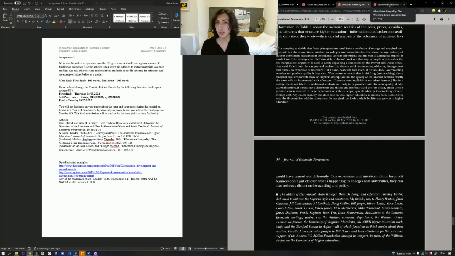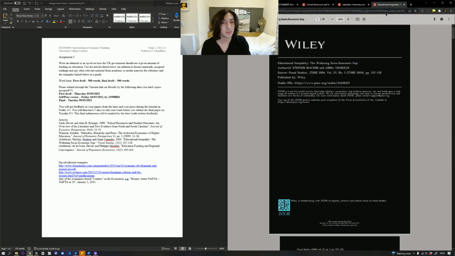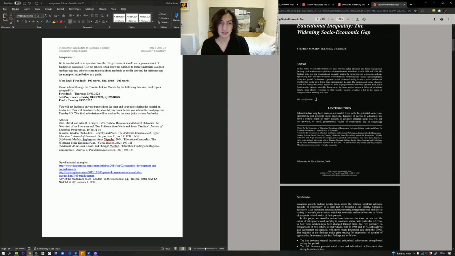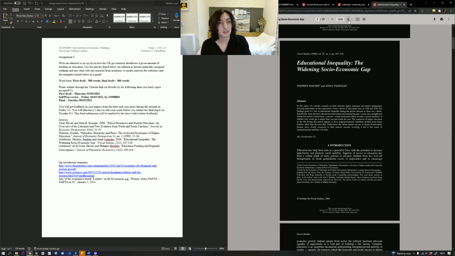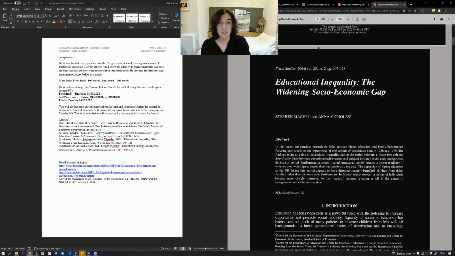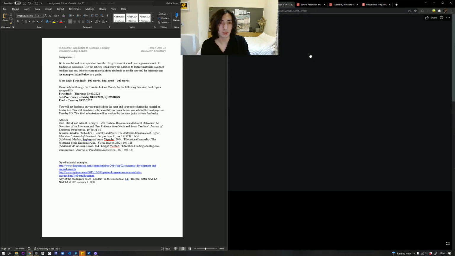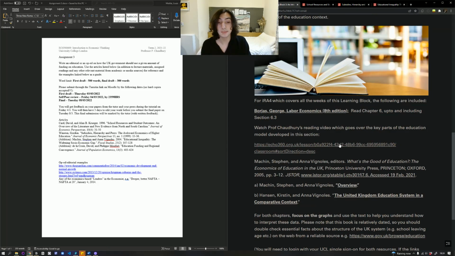Okay, I'm going to show you guys one of the ones I picked. This one is Educational Inequality, the Widening Socioeconomic Gap, published by Mansion Vignoles, which I think we may have done, but I think this is a different paper of theirs. You can also, on that topic, let's look at learning block number 3. You can use some of these as well.